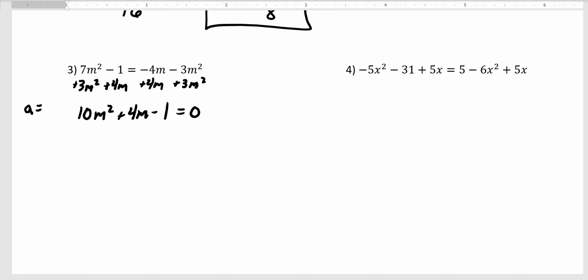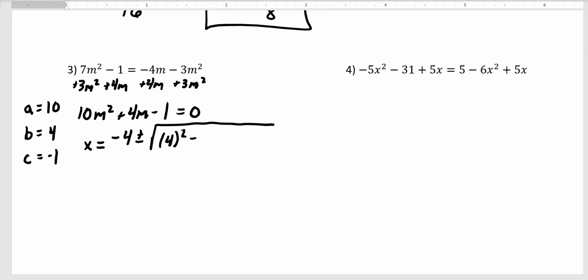So that means a is 10, b is 4, c is negative 1. Let's do the thing. So we'll say x equals the opposite of b, 4, plus or minus the square root of b squared, 4 squared, minus 4 times a, 10, times c, negative 1, all over 2 times a, 10. So we get x equals negative 4, plus or minus.